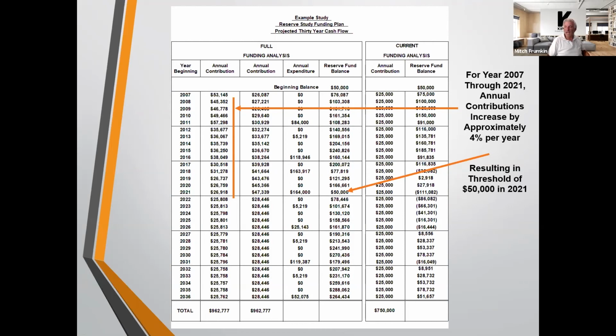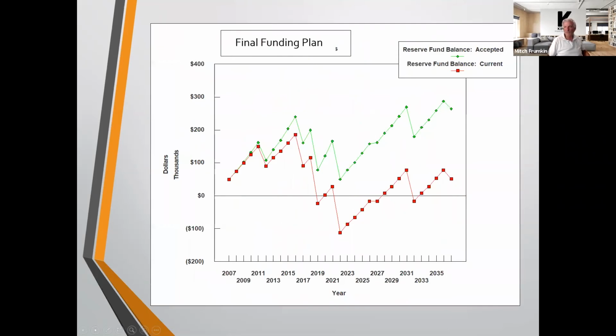So by doing that, they got to a $50,000 contribution in about 14 years, but it was a gradual increase in how much was being set aside a year. So this is why a meeting with the provider is very important, because it really helps you get to a plan that works for you.